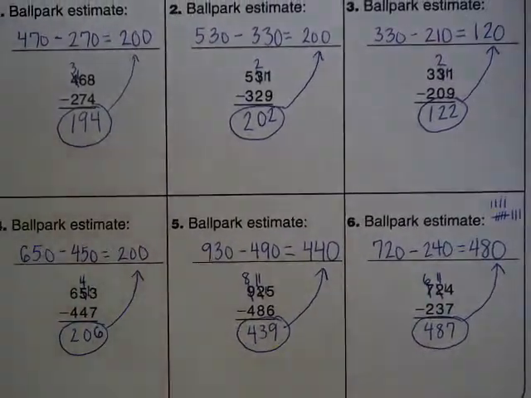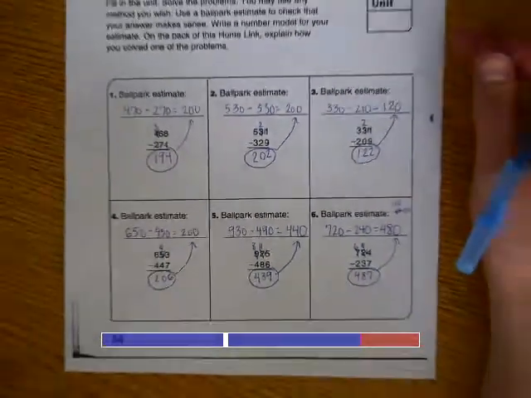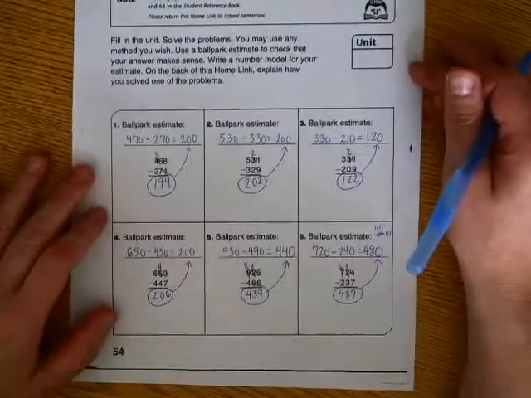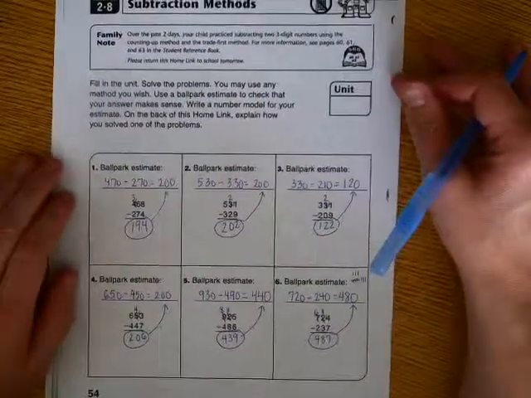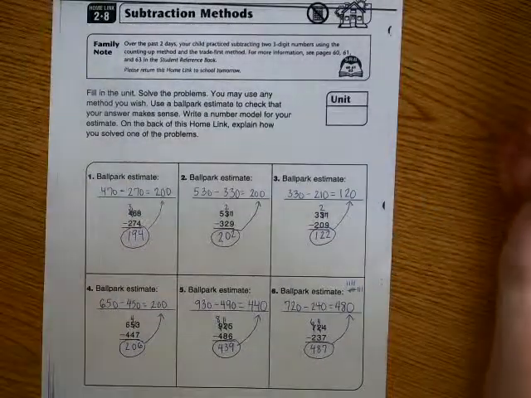So on the back, you just had to explain one way, or however you solved one of those problems. You don't have to do it for all 6 of them. Okay, this is Homelink 2.8 subtraction methods for grade 3 Everyday Math.